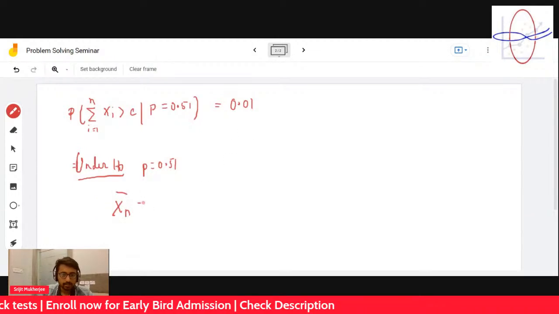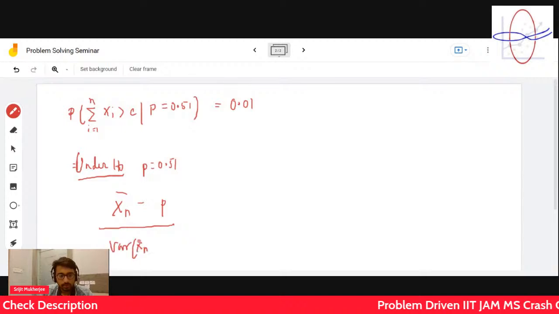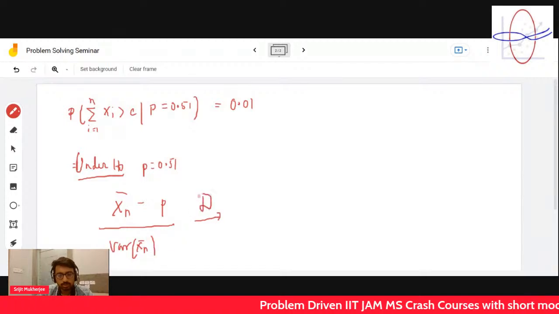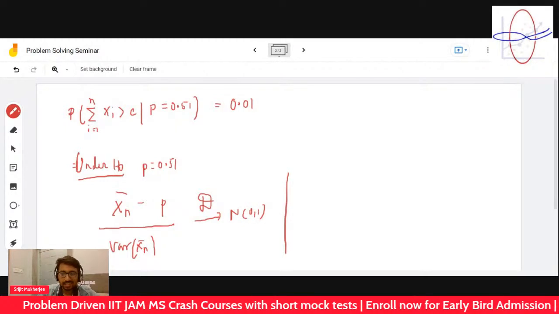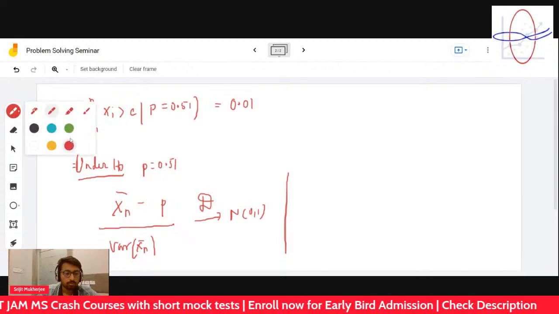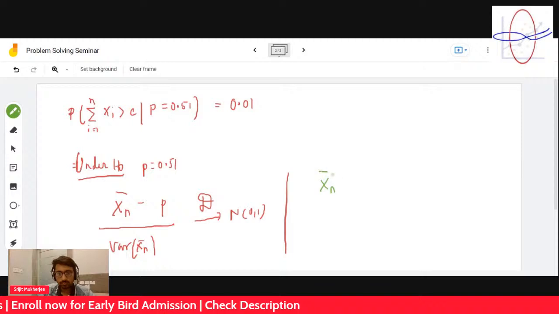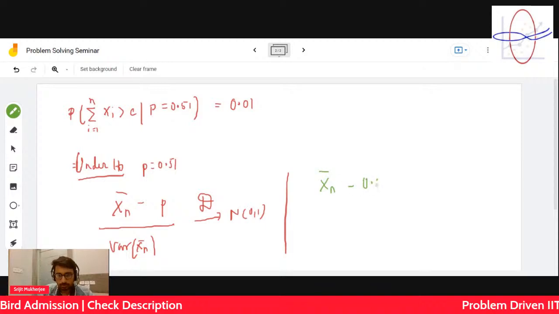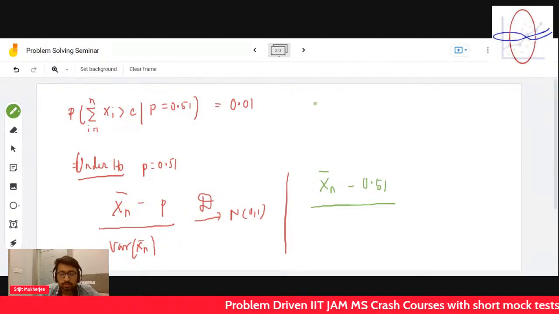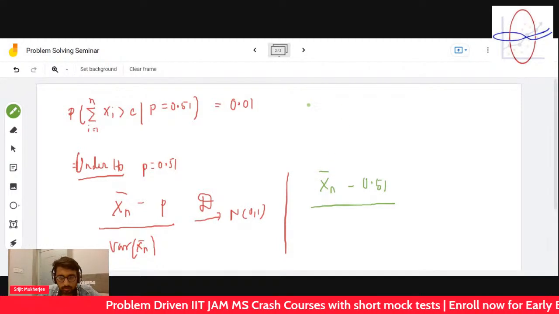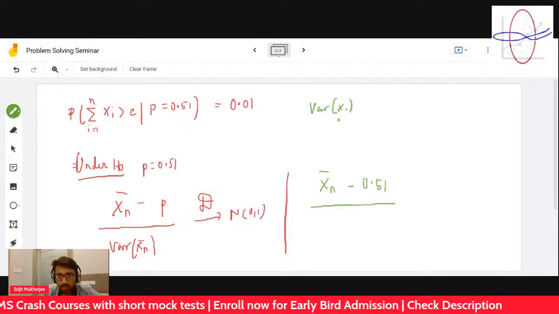Xn bar, all IID, minus p by the variance of Xn bar, right? We calculate it in terms of this, and it goes in distribution to normal 0, 1. So here we observe that summation xi, that is Xn bar, minus p, that is 0.51, by what is the variance of Xn bar here? Its variance is nothing but variance of x1 by n.